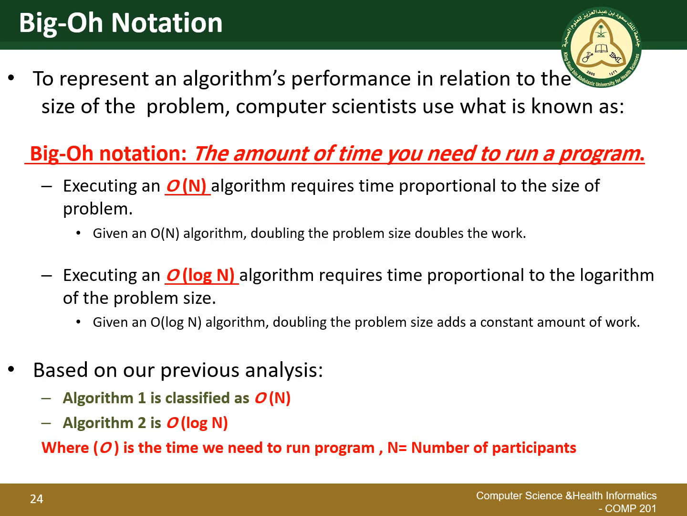Where a big O of log n algorithm means this algorithm requires time proportional to the logarithm of the problem size. So given a big O of log n algorithm, doubling the problem size or the input just adds a constant amount of work. Example, algorithm 2 is classified as big O of log n.